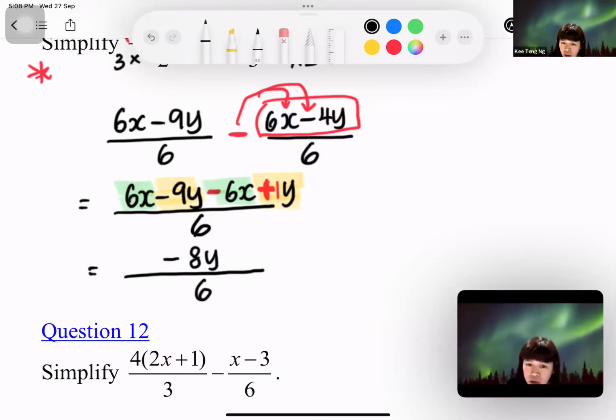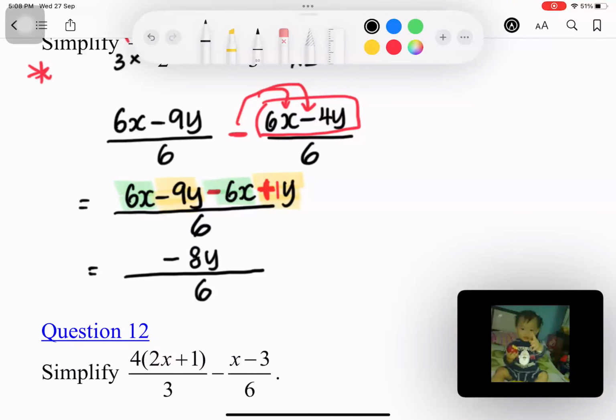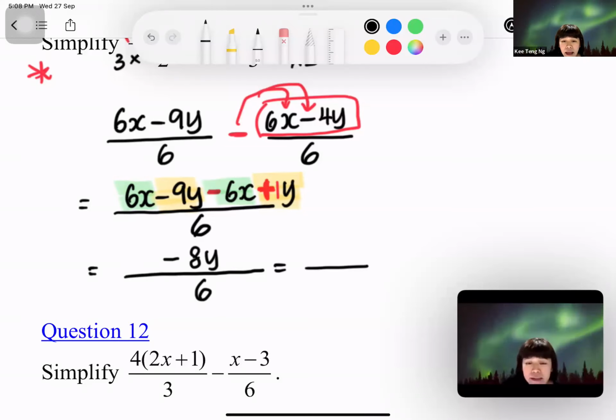But is this the final answer? Bye, Jolene. Jolene, are you taking G2 math also? Guys, no, it's me, not Jolene. She stole my iPad.